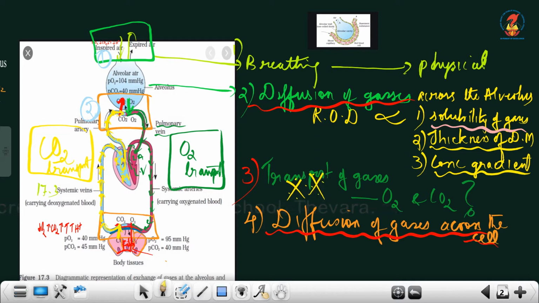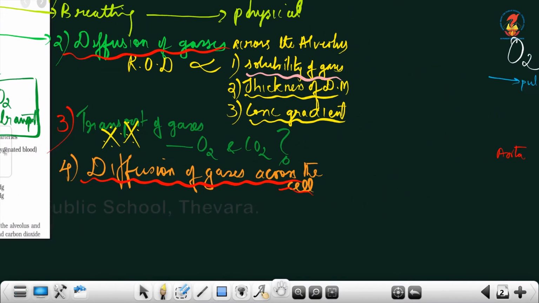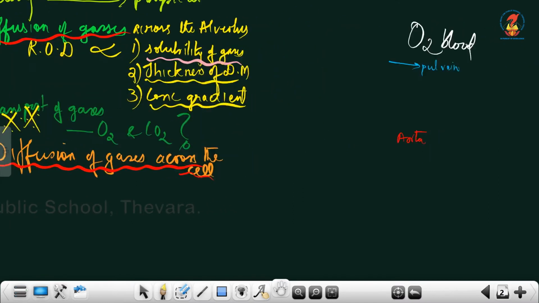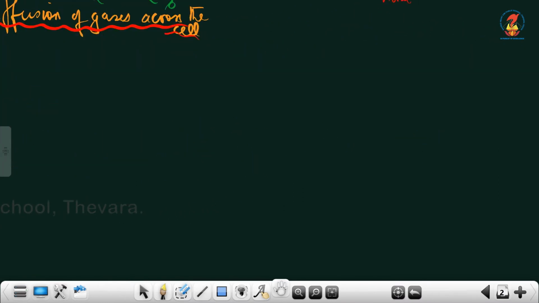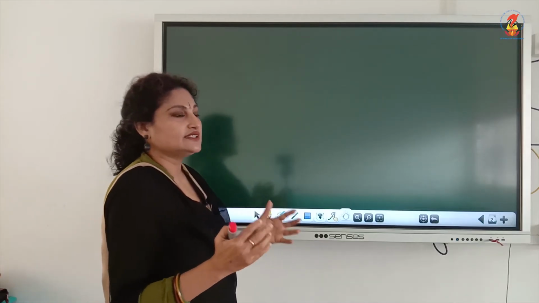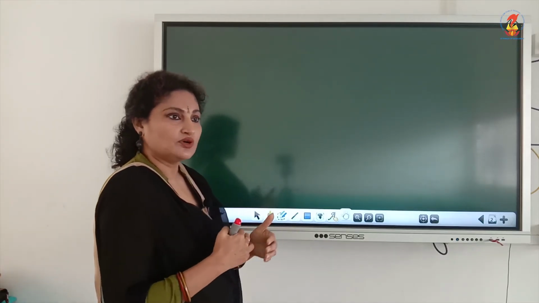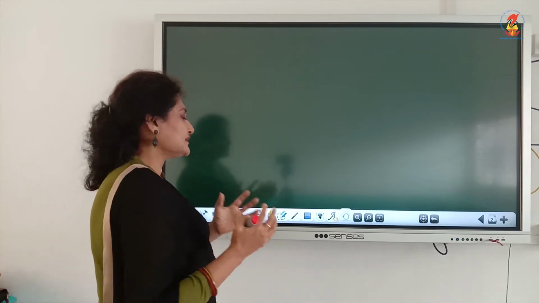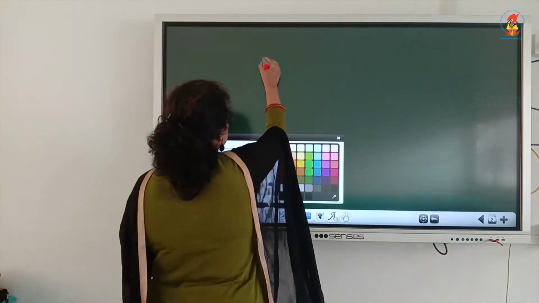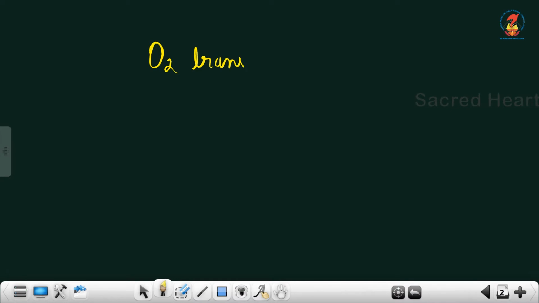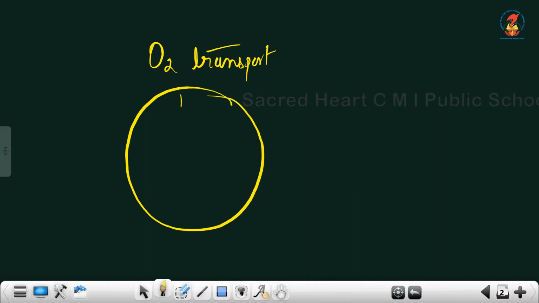The third point. So, let us do it on a separate slide. And I am going to use very schematic and easy representations for you to get the entire essay. So, first let us deal with oxygen transport. And let this be the RBC.